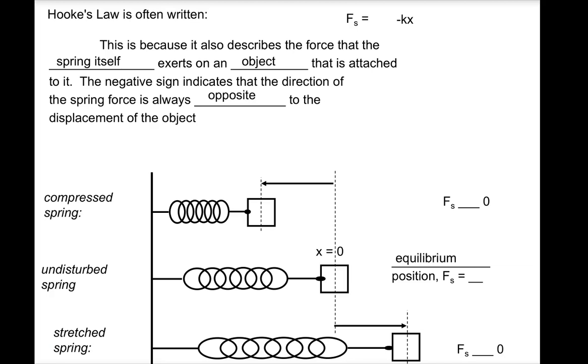Equilibrium position, compression gives you negative X, and you have to pull this way. That's why the spring pulls that way. You push left, the spring pushes you right back to the right. For stretching, that's positive displacement. You pulled right, the spring pushes you back to the left.